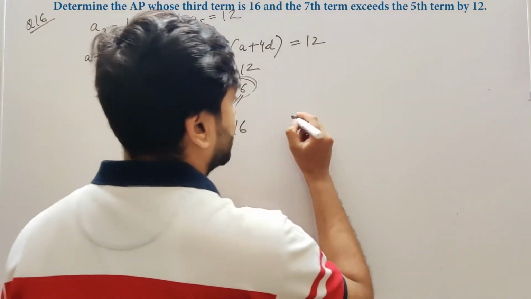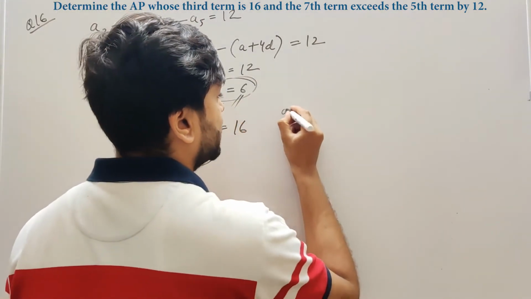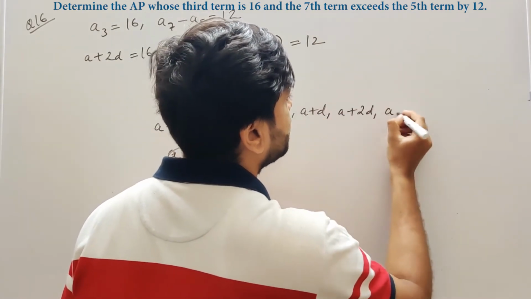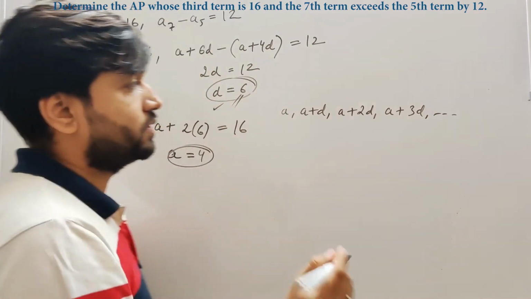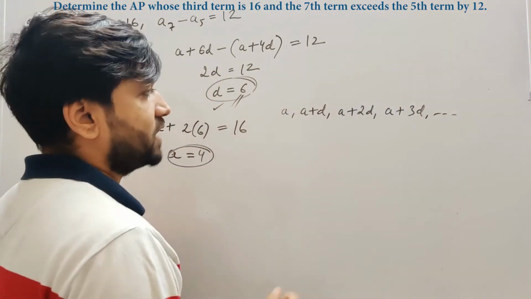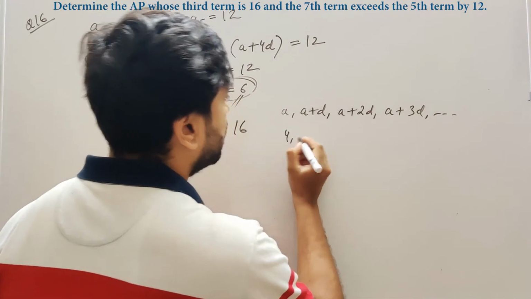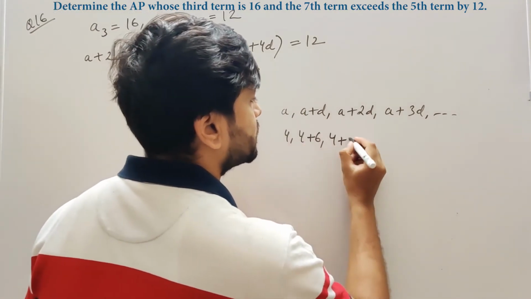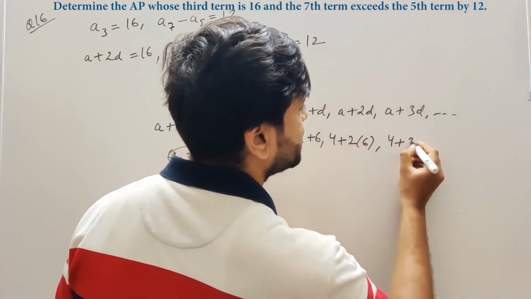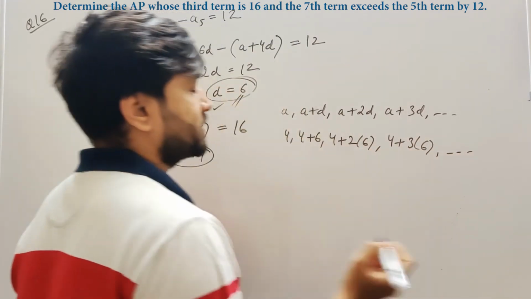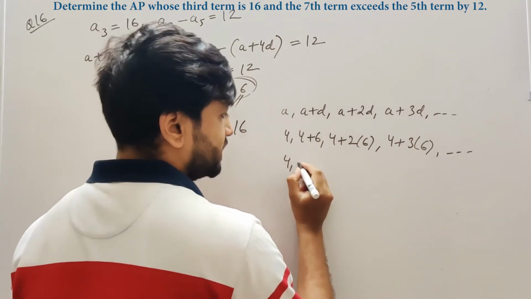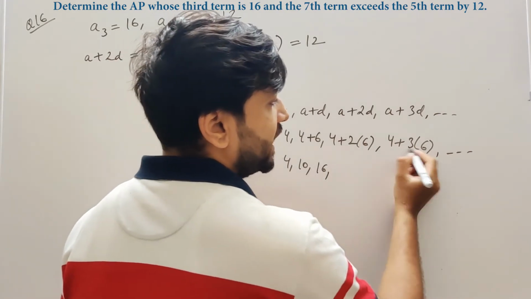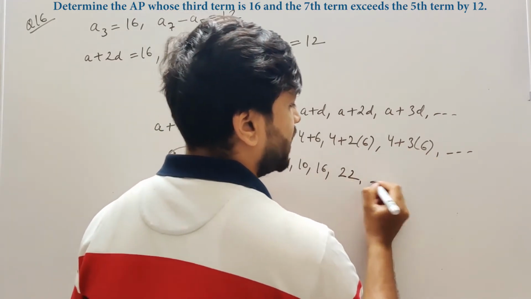So how do we find the AP? The general form of an AP is A, A plus D, A plus 2D, A plus 3D, and so on. We'll find the first four terms and put dash dash. So A will give you 4, 4 plus 6, I'll write down 4 plus 2 into 6, 4 plus 3 into 6, dash dash. So we'll get 4, 4 plus 6 will give you 10, 6 into 2, 12 plus 4, 16, 18 plus 4, 22, comma, dash dash dash.